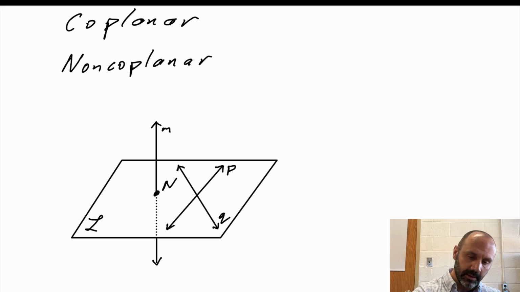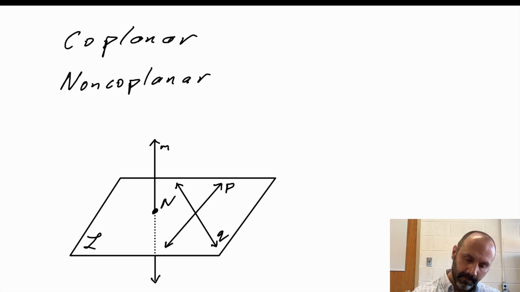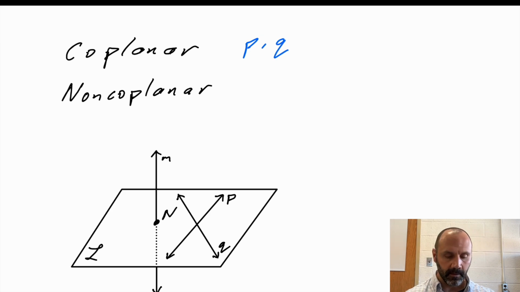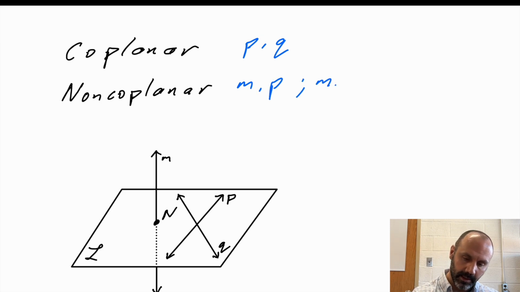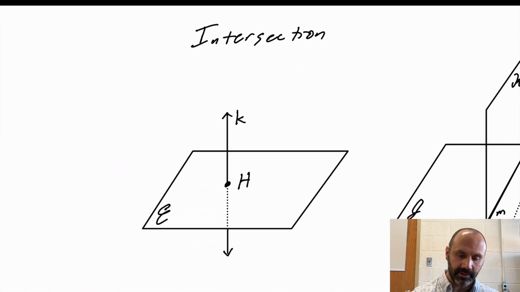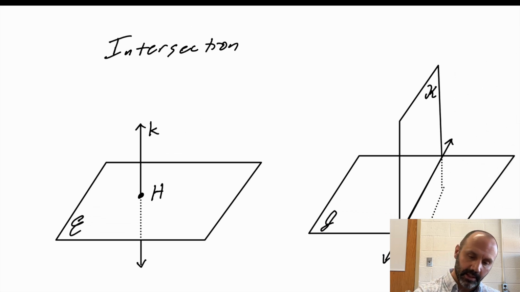Okay, and we would say that lines P and Q are coplanar, but lines M and P are non-coplanar. Also, lines M and Q are non-coplanar to each other. That just means they are not in the same plane. And then I said the word intersect, right? The idea of intersection. So an intersection is a set of shared points between two figures.